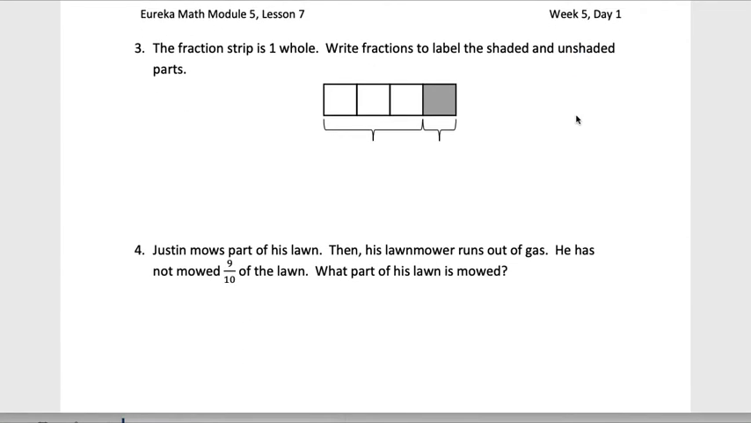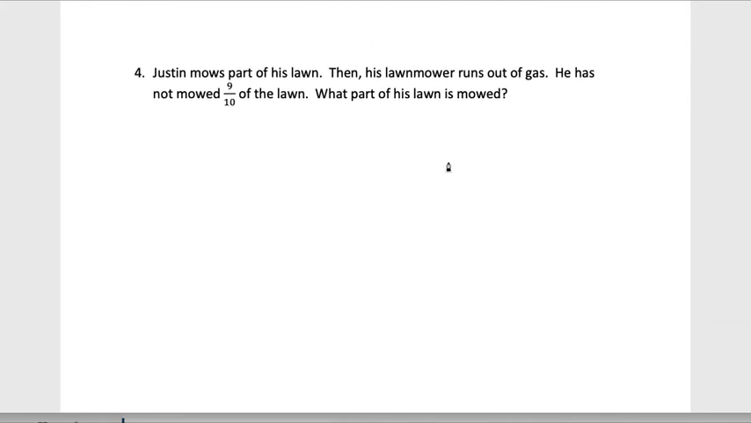Okay. Number 3 asks you, the fraction strip is one whole. Write fractions, label the shaded and unshaded parts. So once again, you're just labeling your fraction strip here. We can see that there are 1, 2, 3, 4 equal parts. So how many are not shaded? 3/4 are not shaded, and 1/4 is shaded.